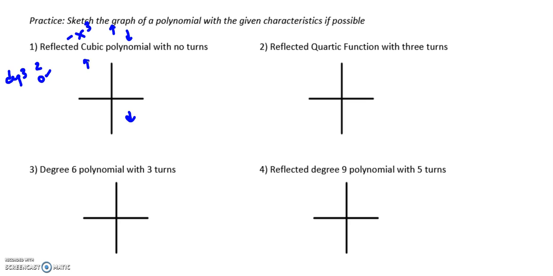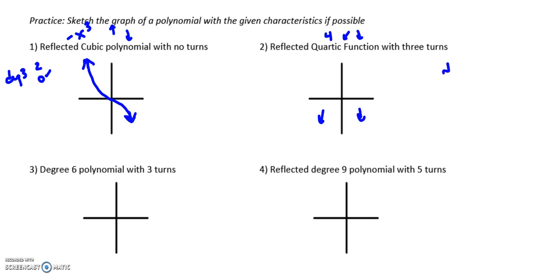And what 0 turns looks like is actually a lot like the parent graph. It has just a point of inflection and goes down like that. Doesn't have any sort of local maxes or mins. Number 2, reflected quartic. Quartic is degree 4. So if it's a reflected quartic, it's going to be down, down. Reflected even means it's both the same, in this case down.